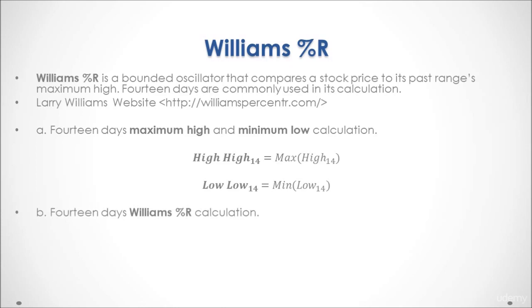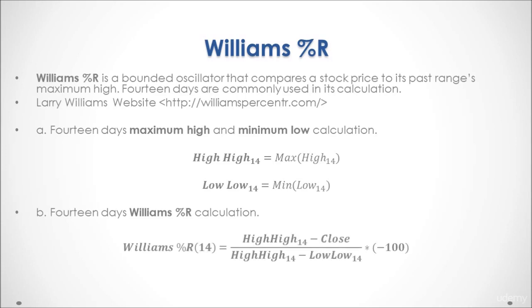B. 14 days Williams percentage R calculation. Williams percentage R of 14 days is equal to the maximum high of 14 days minus the close price divided by the maximum high of 14 days minus the minimum low of 14 days, and this result is then multiplied by minus 100.